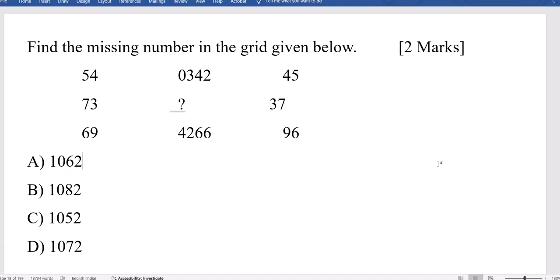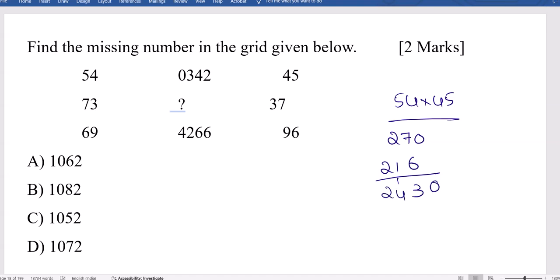Don't say about first column, last column relationship. 54s are there, 45 here, 73 there, 37, 69, 96, not like that. But I want the middle term. Question 54 multiplied by 45. Right, so here we got 270 and then 216. You got 2430. Then write it in reverse.